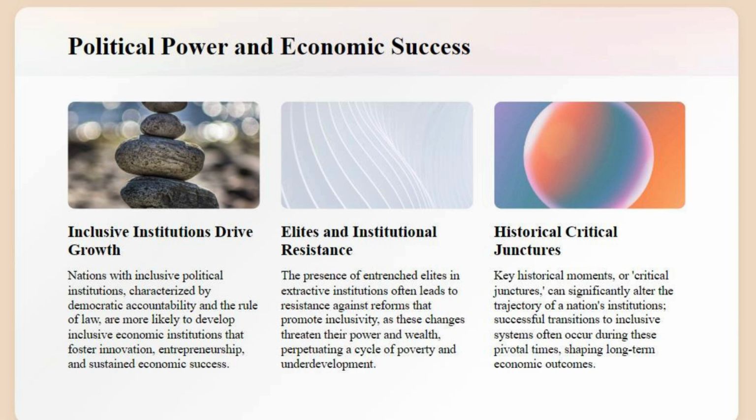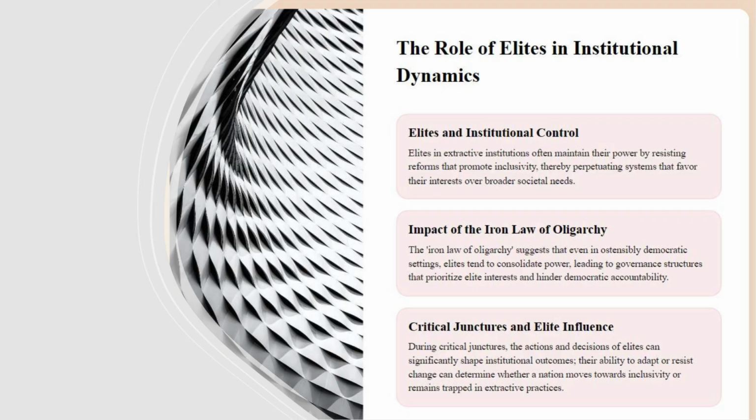One of the key concepts in the book is political power and economic success. Acemoglu and Robinson demonstrate through historical examples how nations with inclusive political institutions, like democratic accountability and the rule of law, tend to develop inclusive economic institutions. These lead to greater innovation, entrepreneurship, and sustained economic success.